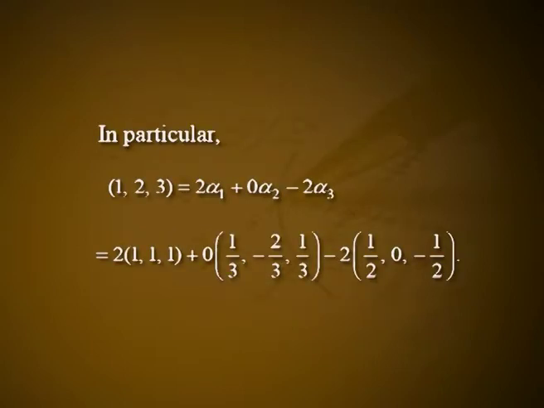In particular, (1, 2, 3) is equal to 2 alpha 1 plus 0 alpha 2 minus 2 alpha 3, which is equal to 2 into (1, 1, 1) plus 0 into (1/3, -2/3, 1/3) minus 2 into (1/2, 0, -1/2).